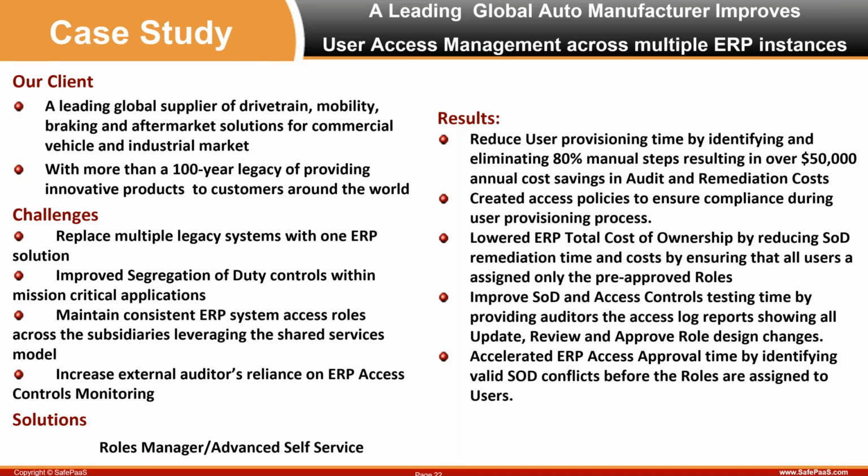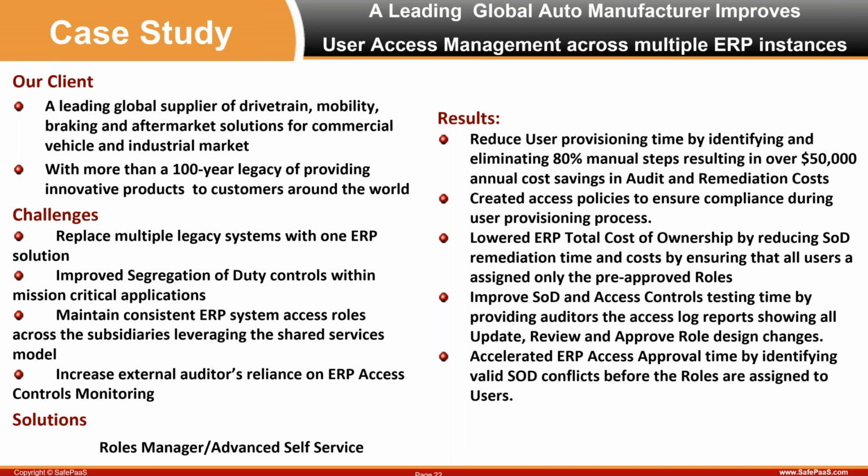They have access policies to ensure compliance. So once again, we're catching the violations at the front end of the provisioning process and not after a person's been given access and subsequently determined with an SOD review. They lowered ERP total cost of ownership because they're reducing the head count that had to manage the provisioning process, given all the different systems that they had. They've improved SOD and access controls testing time because the auditors would have complete access to all the information that went along with the provisioning process.